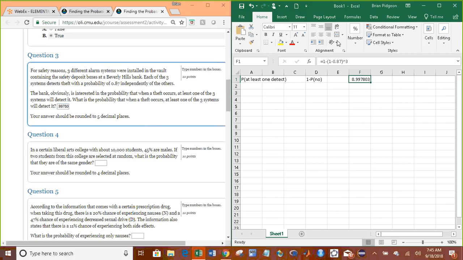Remember, in Excel, if you don't remember how to adjust your decimals, just go to this feature here.